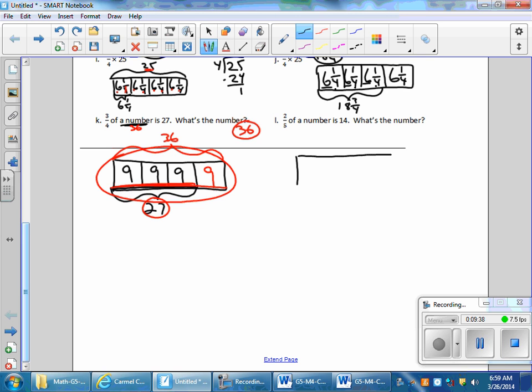2/5 of a number is 14. Breaking the whole into 5 equal pieces. 2 of those fifths is 14. So if I have 2 parts that equal 14, 14 divided by 2 would be 7. So the rest of my units are also 7. What is the number? The number is 7 times 5, which is 35.